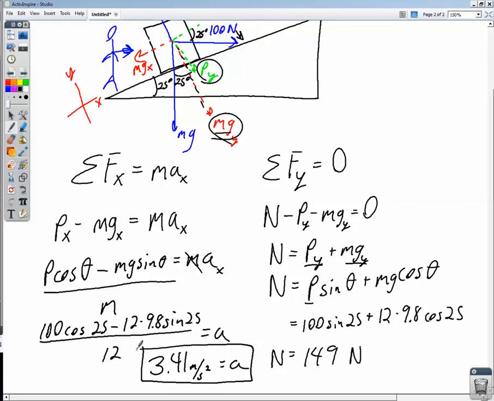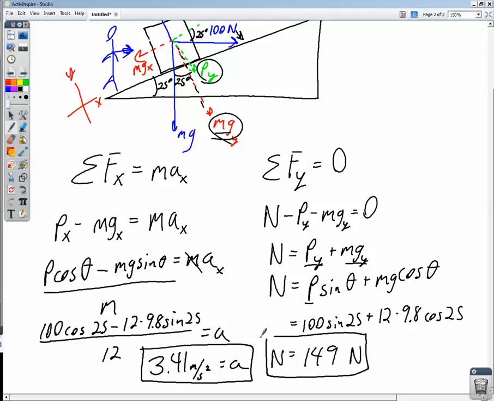And it's lovely that it's not greater than 9.8, because that would be a really, really big, hard push going up the ramp. So it's definitely going in the positive x direction, because it gave us a positive 3.41. And it's not a crazy big number or a crazy small number, so it seems pretty reasonable. So there we have it.